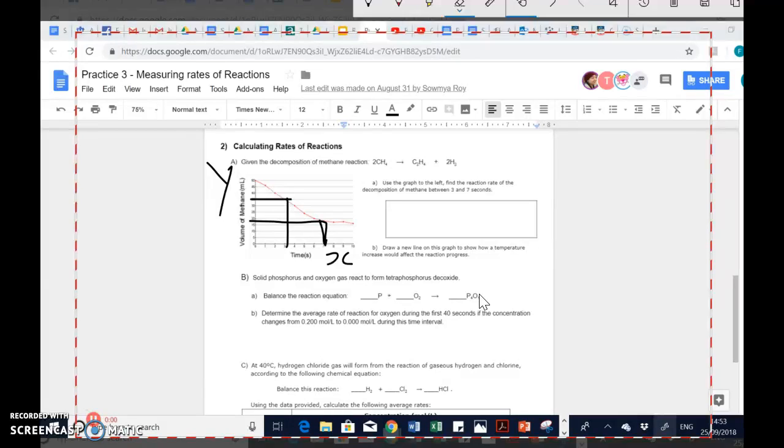When they collide, they're going to have more energy, and so you'll have more collisions, and more collisions will possess the activation energy. So you expect the rate to be faster, so therefore this line is going to drop quicker, isn't it? Okay.